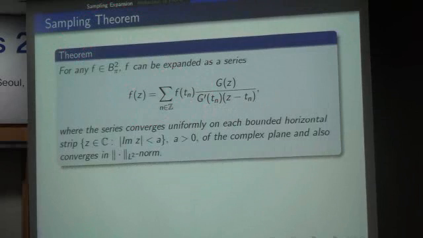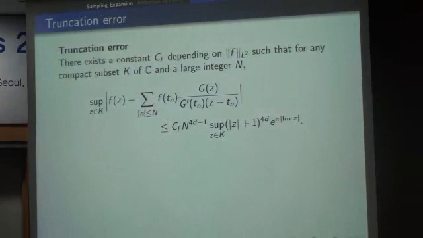I introduced this one. And this converges uniformly on each horizontal strip in the complex plane. And we have the truncation error, and D is less than 1 quarter, so if n increases, then this goes to 0. So this converges uniformly on each compact set.